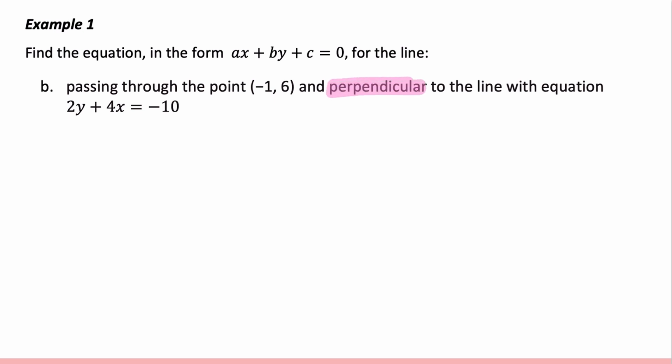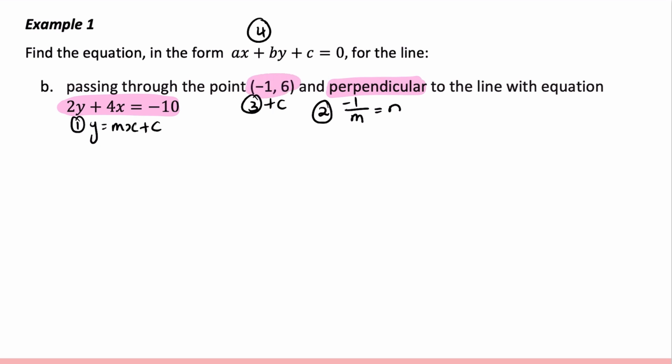Perpendicular, we know that the relationship is negative 1 on the original is equal to the normal. So what that tells me is I need to find the original gradient. How do I do that? I can use the equation they've given me, but I need to put it in the form of y equals mx plus c. Once I have that, then I can sub in the m to find the normal gradient. Then I'll have an equation in the form of y equals nx plus c. To be able to find c, I need to use the point. And finally, I need to go ahead and put it into the form that is what they ask for.